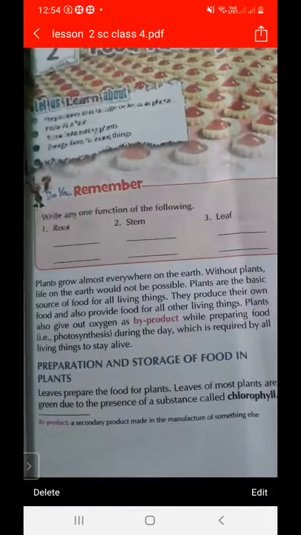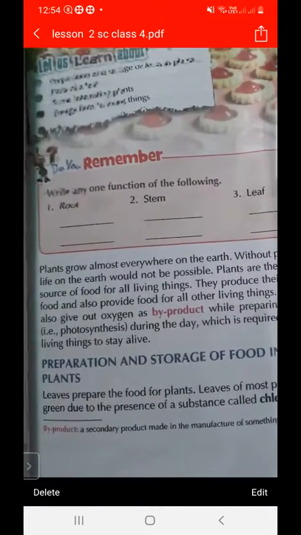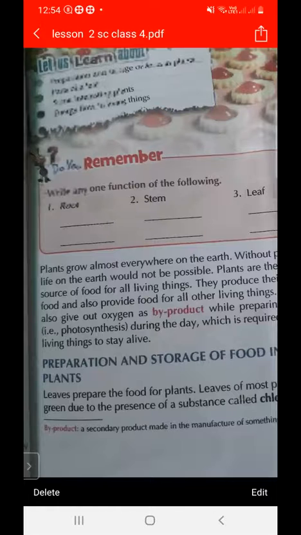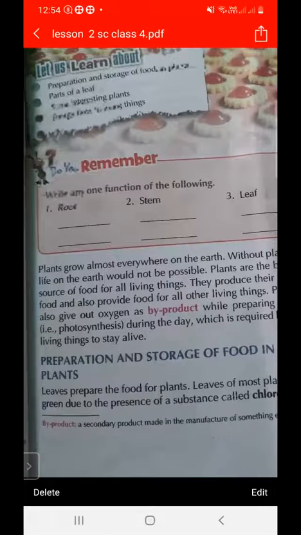Next is why plants are necessary. As we know, we see so many plants everywhere, and without plants, life on the earth would not be possible, because plants give us oxygen, which is used by living things to stay alive. So what is the benefit of plants? Plants give us oxygen.